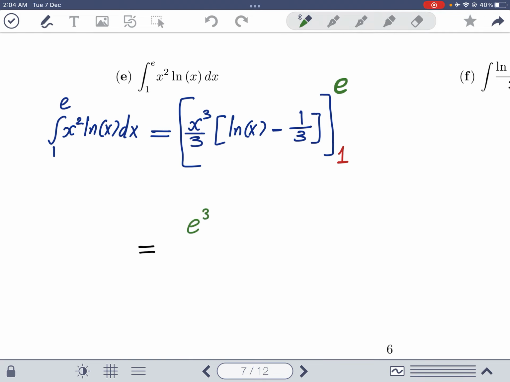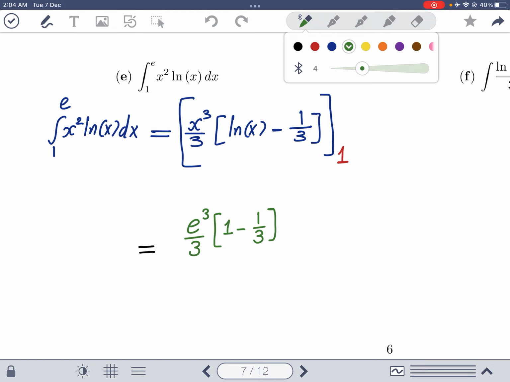It will be e cubed over 3 into ln e is 1, minus 1 over 3. Okay, so remember, when you put the e here, ln of e is 1. Don't forget this. Very important. It helps you always to simplify things if you notice it. Okay, if you don't notice it, you can still write it like that, but it will take longer to simplify afterwards. Now we'll do this minus, and we'll put the 1 now. The e, I just erased it by mistake.